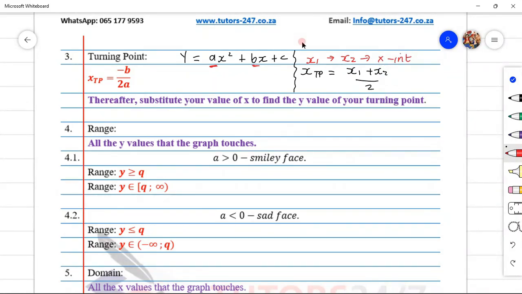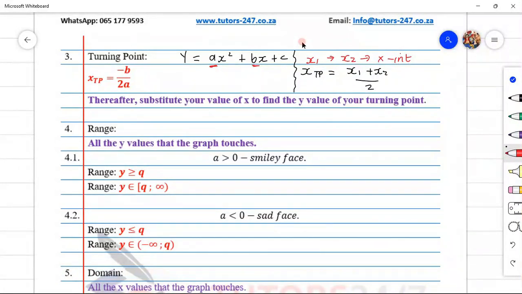So if we were to substitute our x-intercepts into this formula, we would then end up with the x value of our turning point, because the x value of our turning point is the midpoint of our x-intercepts. Then if we want to get the y value of our turning point, it's the same process. We substitute the x value into the original function, and that will give us our y value.